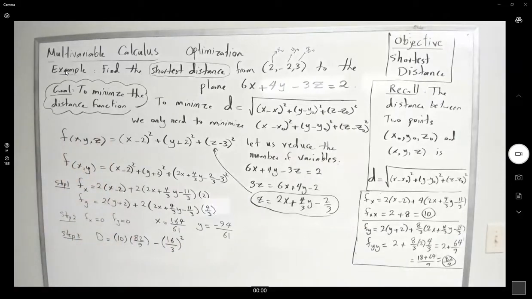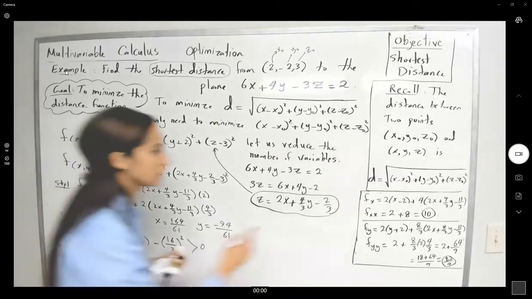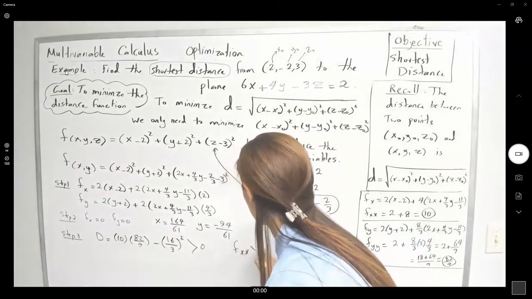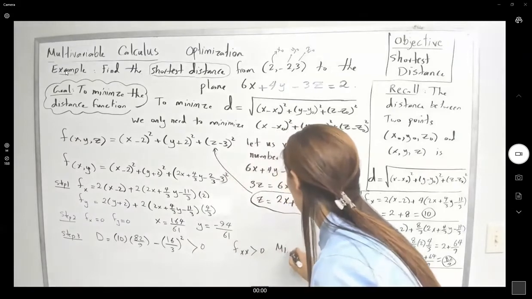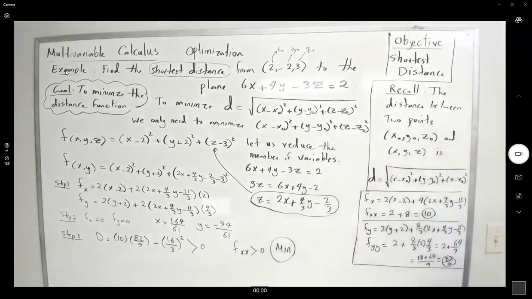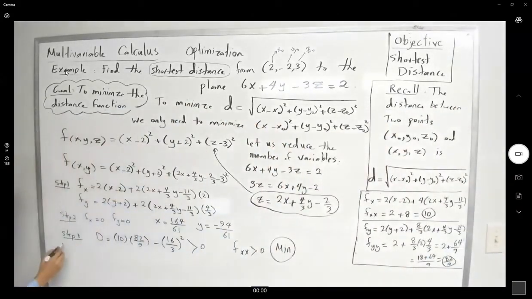Very well. So as you can see, the discriminant is positive, and then your second derivative is also positive. It means that you're going to get a minimum value. This is what we're looking for, a minimum value. So step 3 and step.